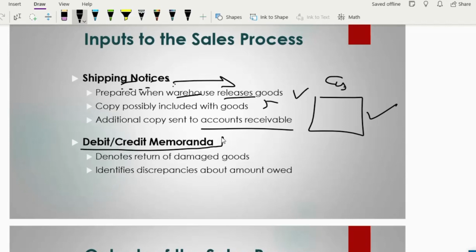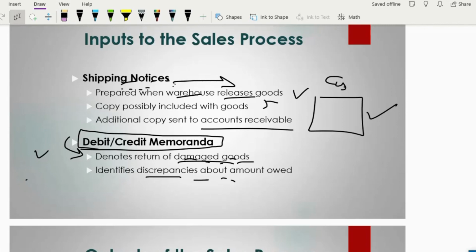Debit and credit memorandum is regarding the damaged goods. This memorandum tells us how many goods were returned, and what was the problem, what was the reason for these returned goods. So it identifies the problems or discrepancies, and how much money we have to give to the customer if we did the cash sales with him, and if we did the credit sales, then how much decrease in the accounts receivable we have to generate. So the debit and credit memorandum helps us in fixing this.